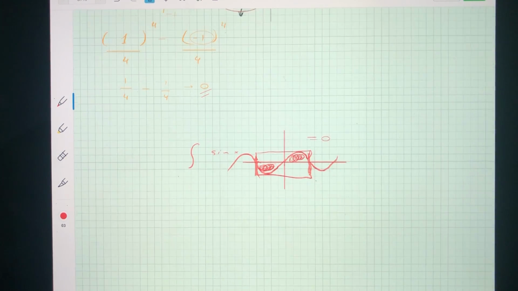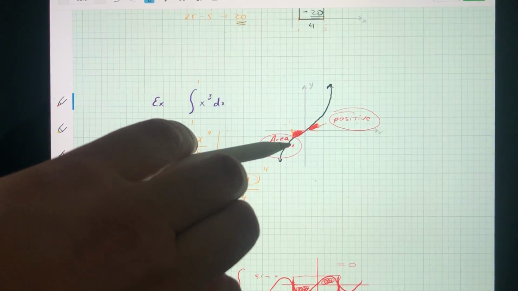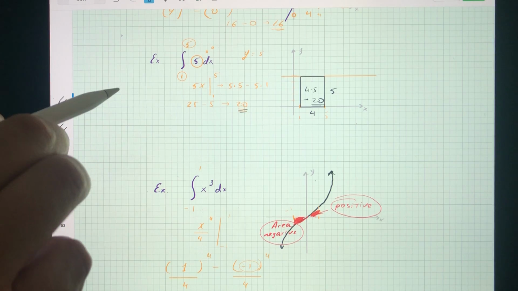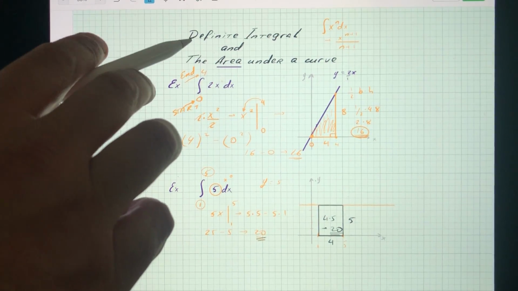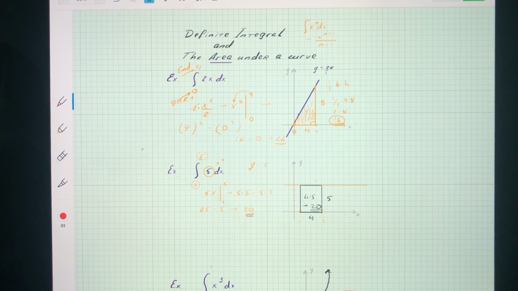So that's just something to remember, that the area under the curve below is negative, the area under the curve above the x-axis is positive. And that's how to use the definite integral and how it relates to the integral to the area under the curve.